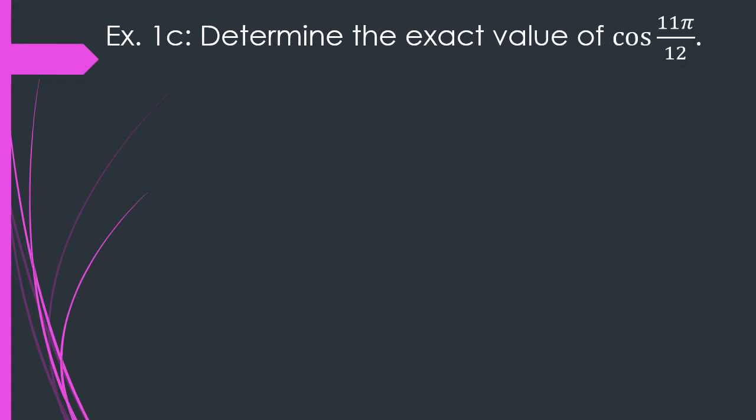1c, determine the exact value of cos 11 pi over 12. So now that we have the hang of what we're doing, we're going to pick it up a notch here. It's radians, means it's going to have to be fractions. Okay, so I know that for sure it's going to have to be cos, right? Because it's cos 11 pi over 12.